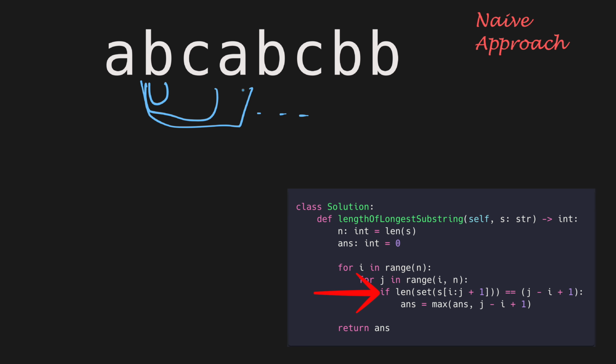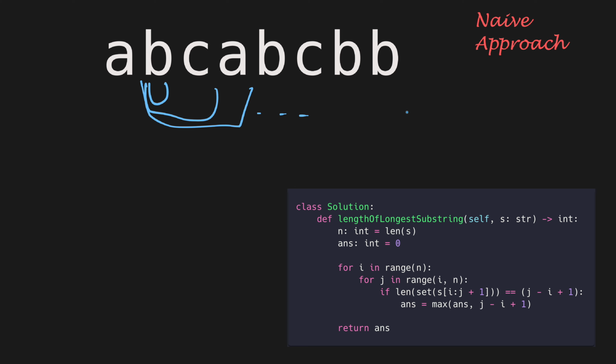And to do this efficiently, we can use a data structure like a set, as checking for membership or existence of the element, and inserting an element into it takes constant time. And if the substring contains all unique characters, we check its length and update the maximum length if the current length is larger than the previously recorded value.